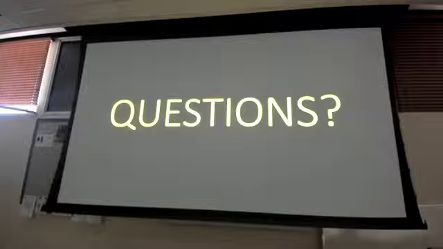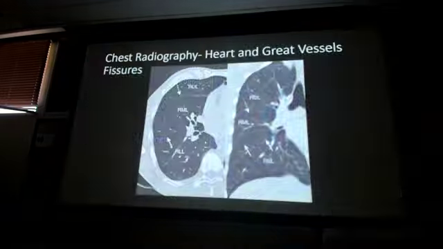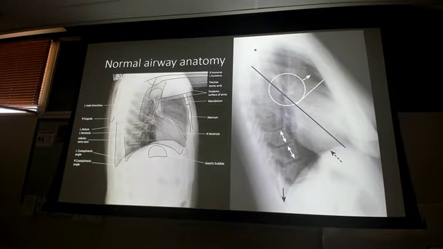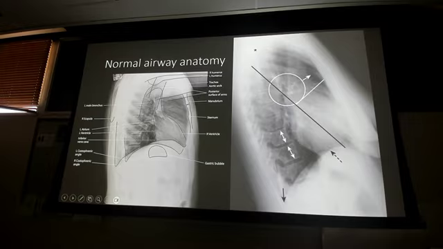Questions? Yes, ma'am. So on slide 71, is there any certain landmark that we can identify the left main bronchus, if there's no lines on it? The left main bronchus? Yeah, on the left image.